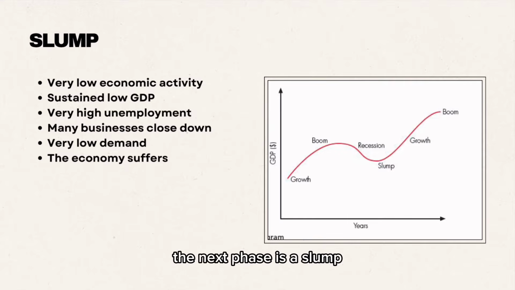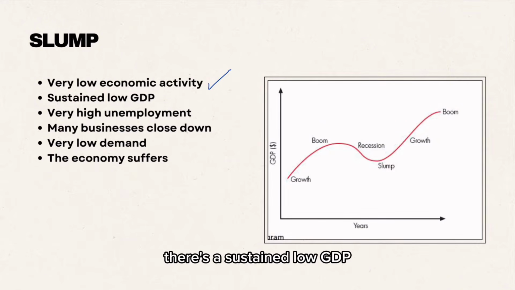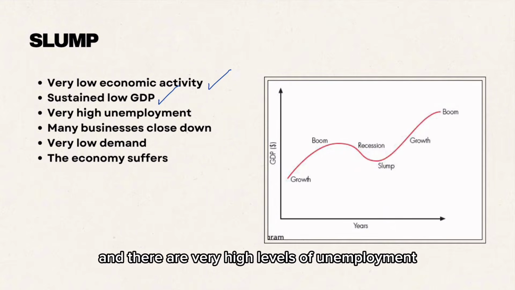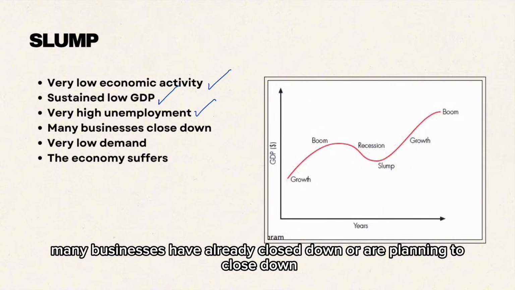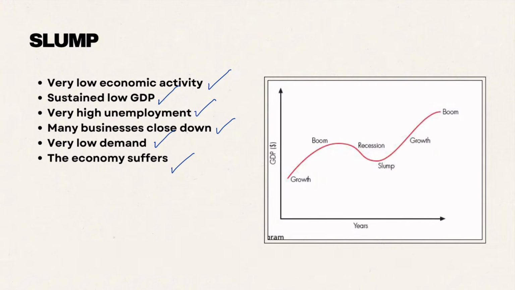The next phase is a slump. This is when very low economic activity happens in the economy, there's a sustained low GDP, and there are very high levels of unemployment. Many businesses have already closed down or are planning to close down, and demand is at an all-time low. The economy suffers.